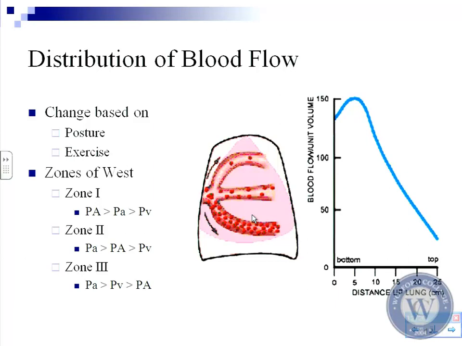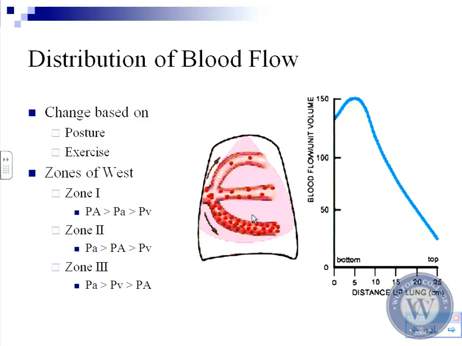If you look at zone 3, which is the most common area where ventilation is really taking place as well as perfusion, that is when you have arterial blood pressure, which is Pa, greater than your pulmonary venous pressure, which is then greater than your alveolar pressure. So in zone 3 of the lung, you get maximal perfusion. You get areas that get continuous blood flow throughout the whole cardiac cycle and through the whole respiratory cycle.